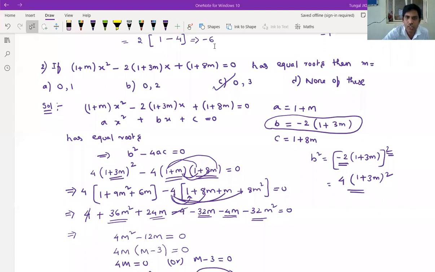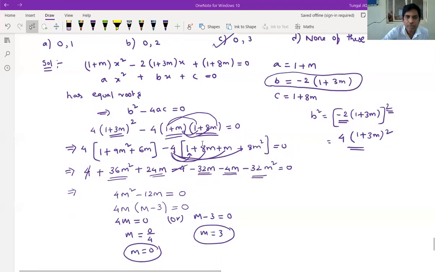Right, the last step is not understood. Last step, wait. Okay, see, last step not understood. See here, from 4m square minus 12m is equal to 0 onwards I will explain. Here I took 4 common, correct? Here also, from here also 4 I took common, 1 m I took common. So here 1 m remained. Here 4 taken common, m also taken common, remaining what do we have? Nothing but 3. So 4m into m minus 3 is equal to 0.